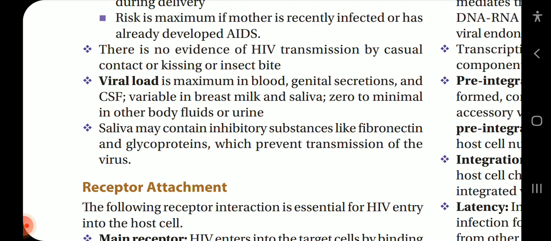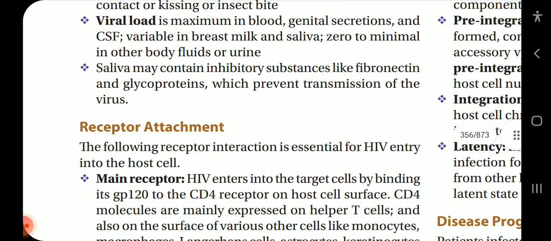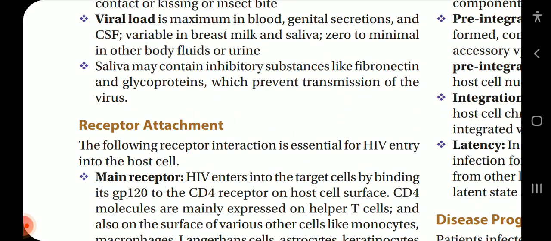Viral load is maximum in blood, genital secretions, and CSF, variable in breast milk and saliva, and zero to minimal in other body fluids or urine. Saliva may contain inhibitory substances like fibronectin and glycoproteins, which prevent transmission of the virus.